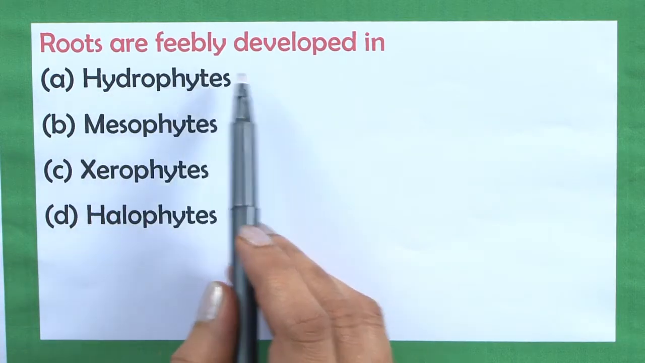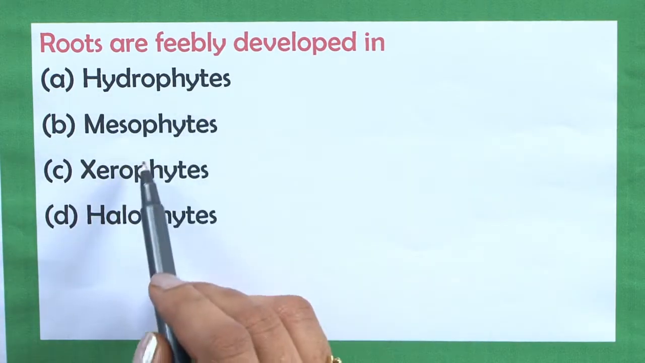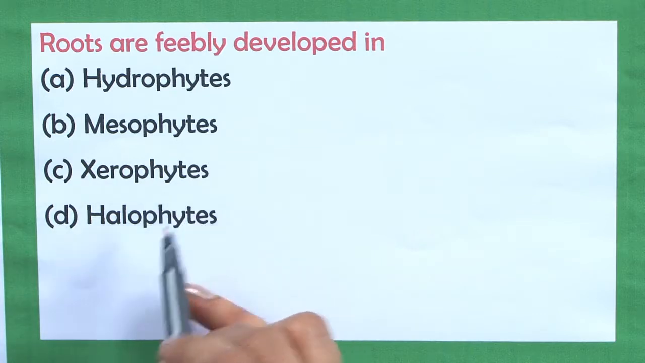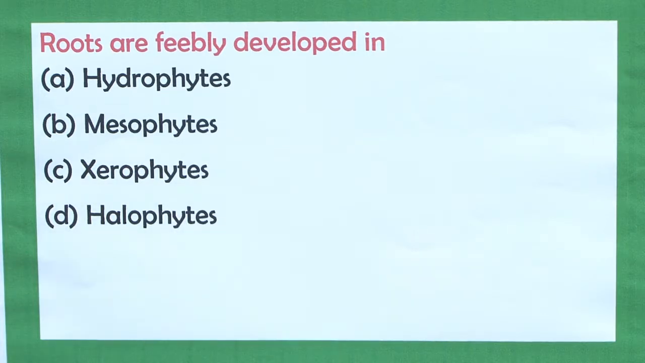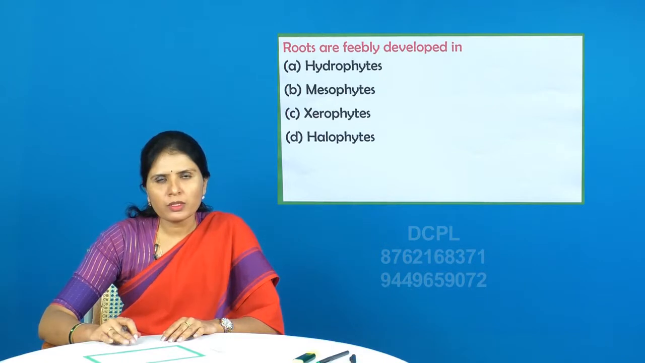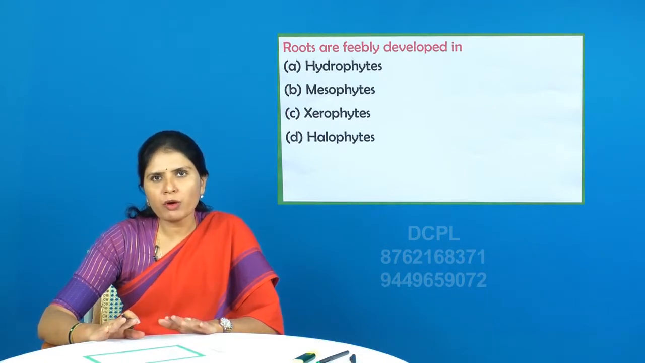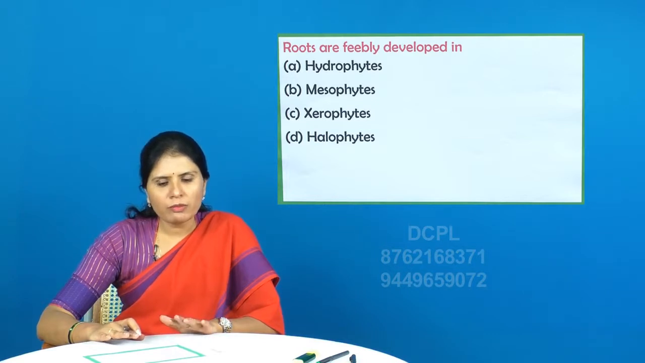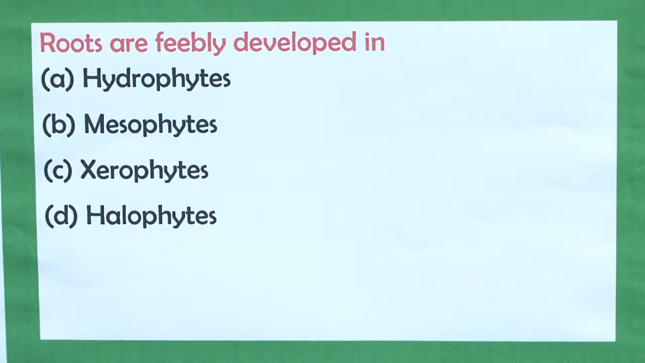Roots are feebly developed in hydrophytes, mesophytes, xerophytes and halophytes. What exactly is the function of root? The main function is predominantly anchorage and absorption. So, when we understand the main function of the root, we can solve this question.